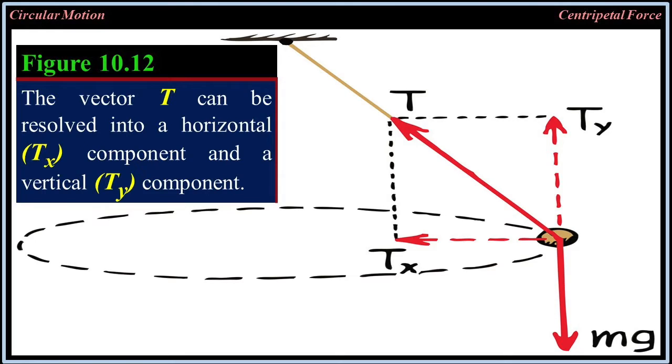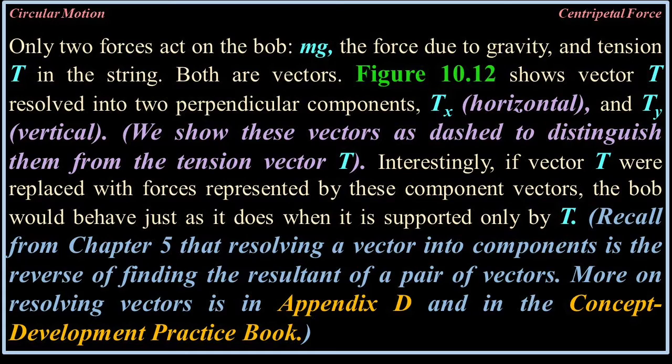Interestingly, if vector T were replaced with vectors represented by these component vectors, the bob would behave just as it does when it is supported only by T. Recall from Chapter 5 that resolving a vector into components is the reverse of finding the resultant of a pair of vectors. More on resolving vectors in Appendix D and in the Concept Development Practice Book.